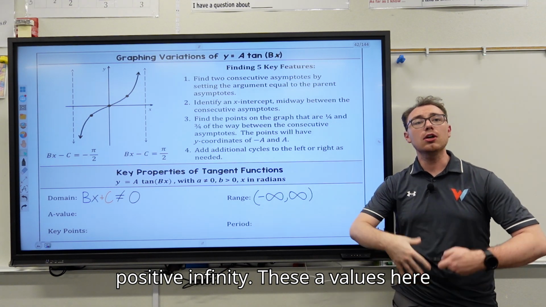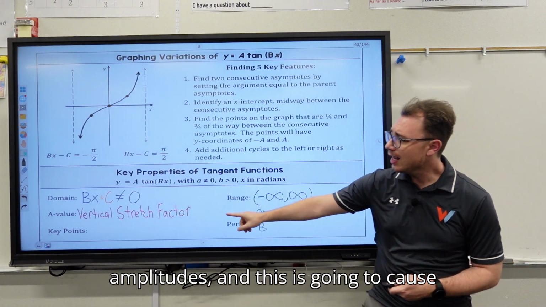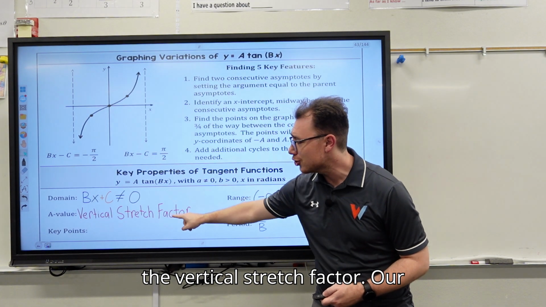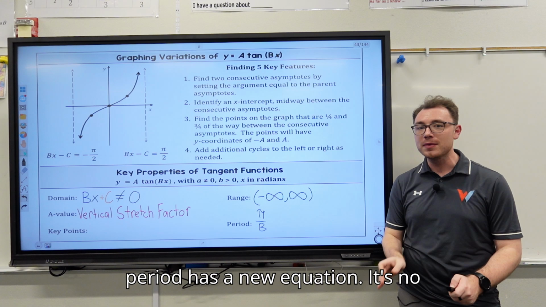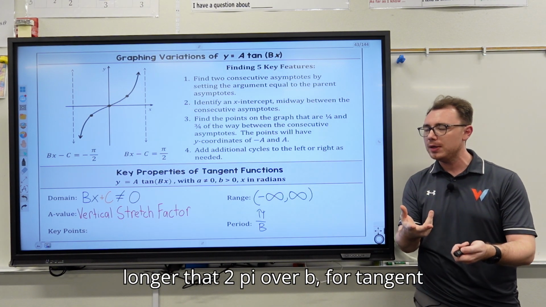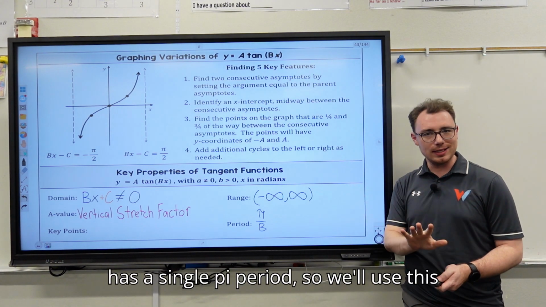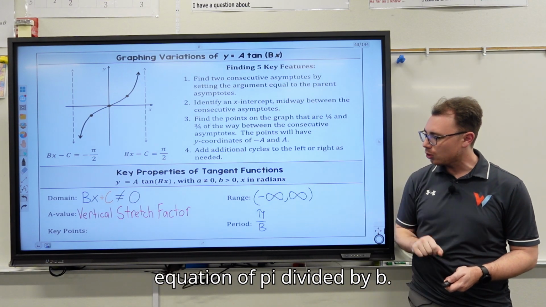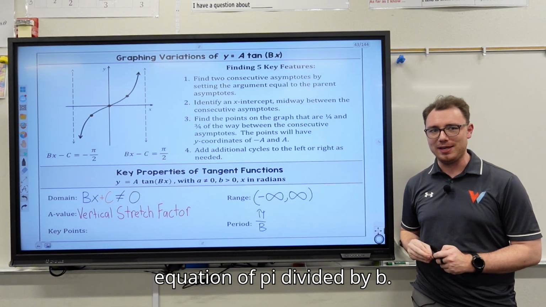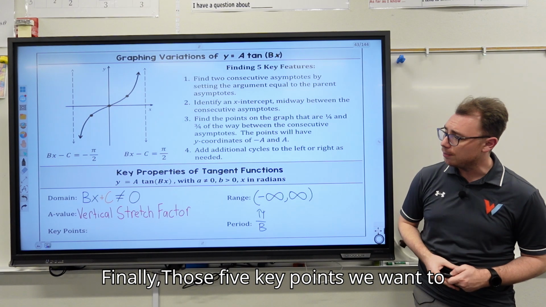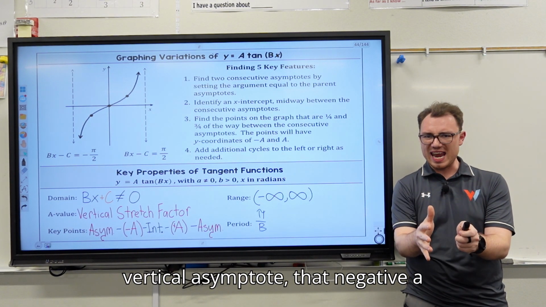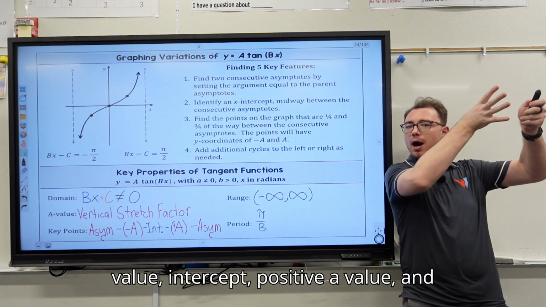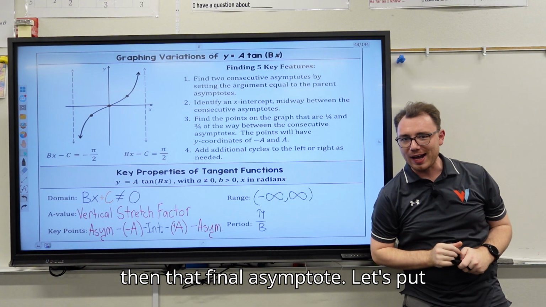These a values here are still going to be known as our amplitudes, and this is going to cause the vertical stretch factor. Our period has a new equation. It's no longer 2 pi over b, for tangent has a single pi period, so we'll use this equation of pi divided by b. Finally, those 5 key points we want to use for tangent functions are that vertical asymptote, that negative a value, intercept, positive a value, and then that final asymptote.